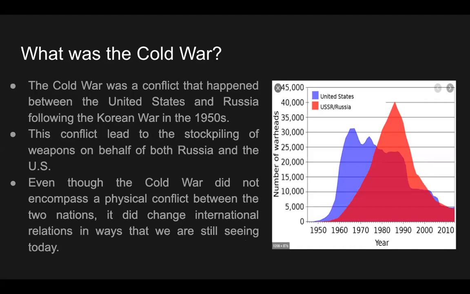So the Cold War was a conflict that happened between the United States and Russia following the Korean War in the 1950s. This conflict led to the stockpiling of weapons on behalf of both Russia and the US. As you can see in the graph, it really skyrocketed, especially for Russia. Even though the Cold War did not encompass a physical conflict between the two nations, it did change international relations in ways that we are still seeing today.